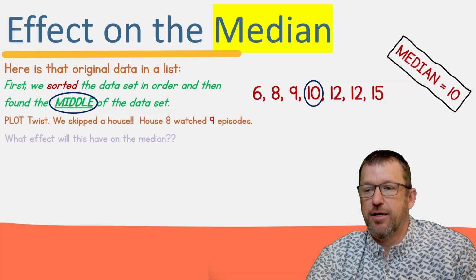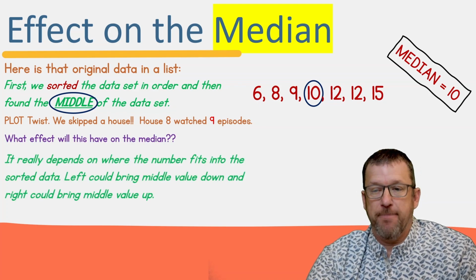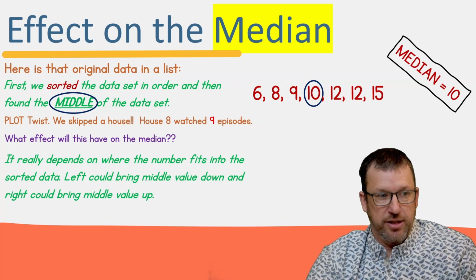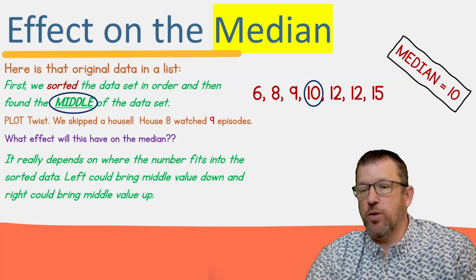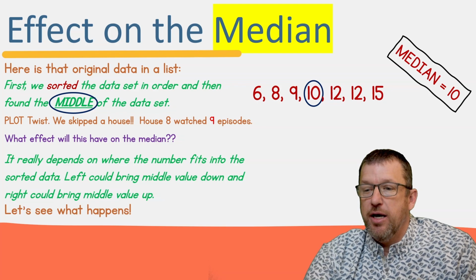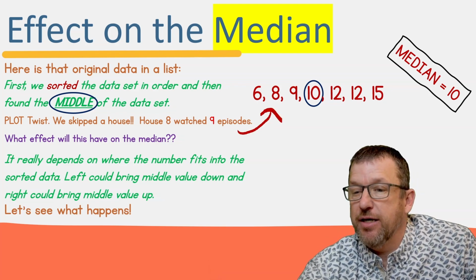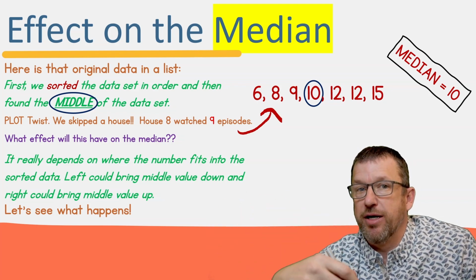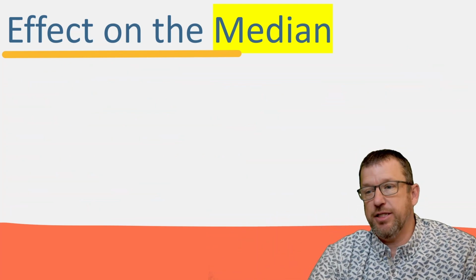Wait a second. So what will this affect on the median? It really depends on where that number fits into the sorted data. So this one's a little bit different. It may not change things that much, but it depends on where it fits into the data. If the new data point is left of the median, it's possible that it's going to bring the median down. And if it's right of it, it's possible that it's going to bring the median up. Well, let's see what happens.